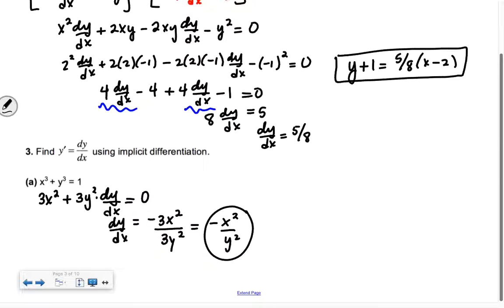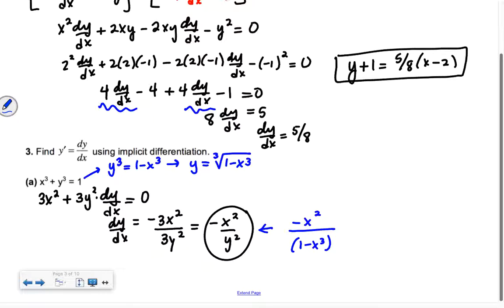Will the AP test do weird things sometimes? Yes. Sure. Multiple choice can be difficult on the AP test. Maybe they solve for y and they say, oh, y cubed is 1 minus x cubed, which means that y is the cube root of 1 minus x cubed. And then they plug it in and they say we have -x squared over 1 minus x cubed under a cube root, but then squared, so raised to the 2/3. Could they do that? Sure. Why they do that, I don't know, because the whole point of implicit differentiation is that you don't have to solve for y, so why do they make you solve for y, right?